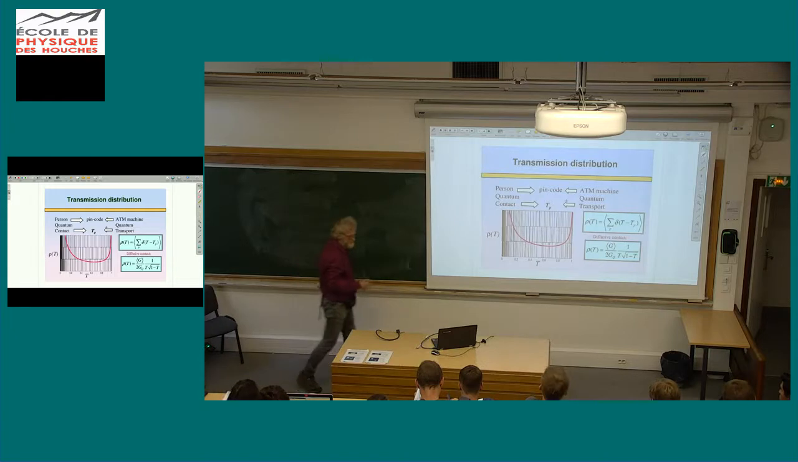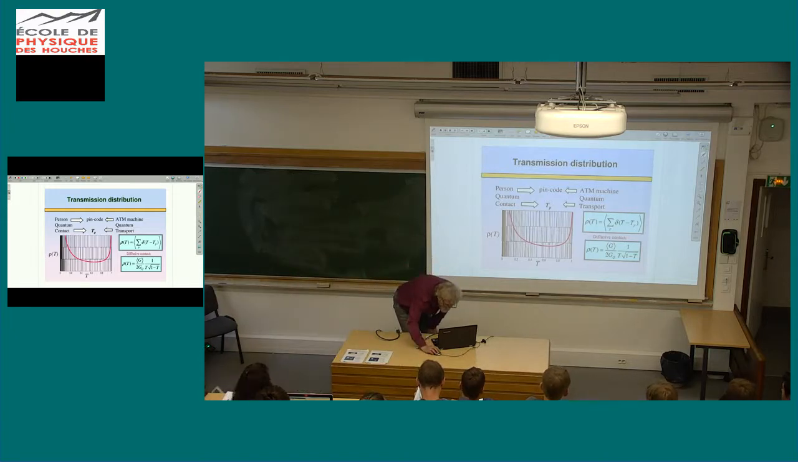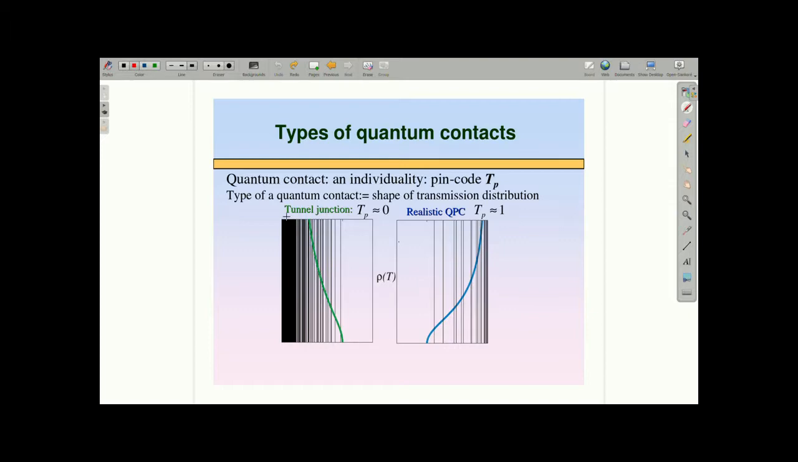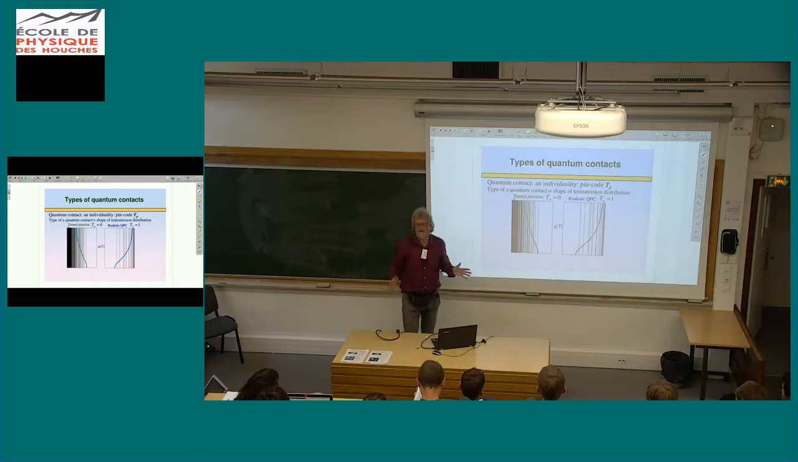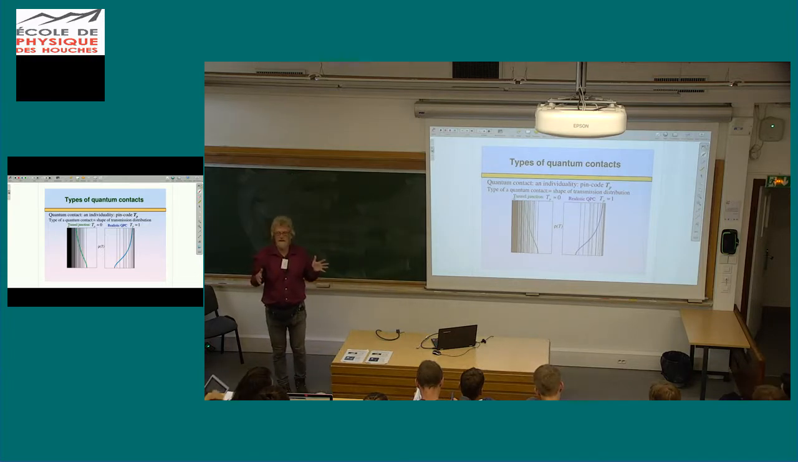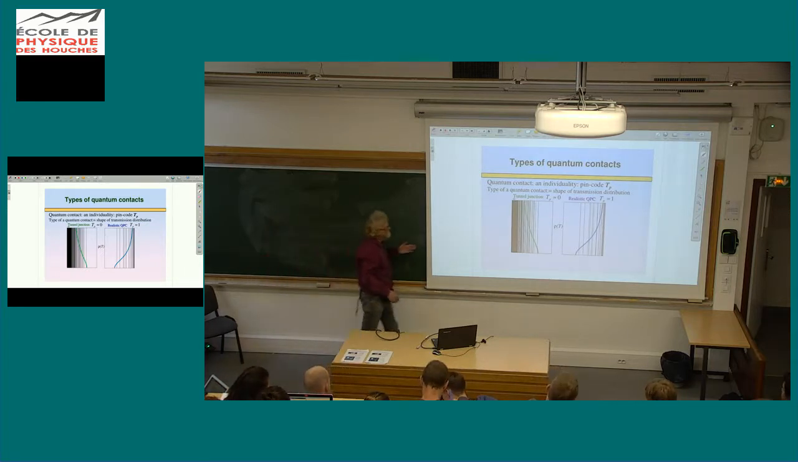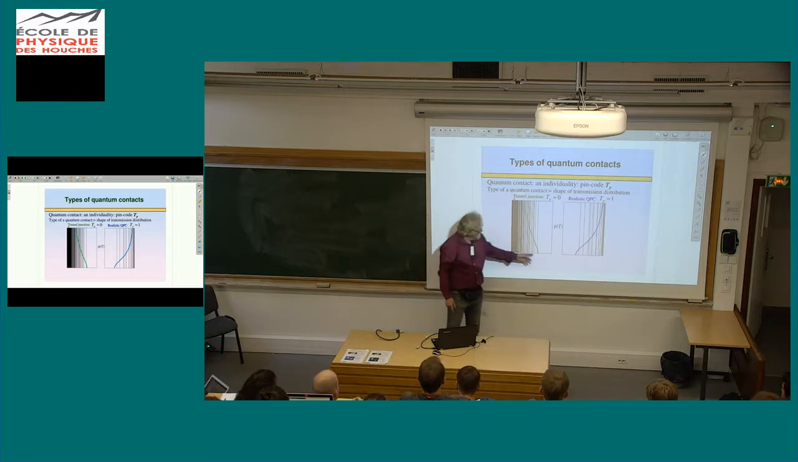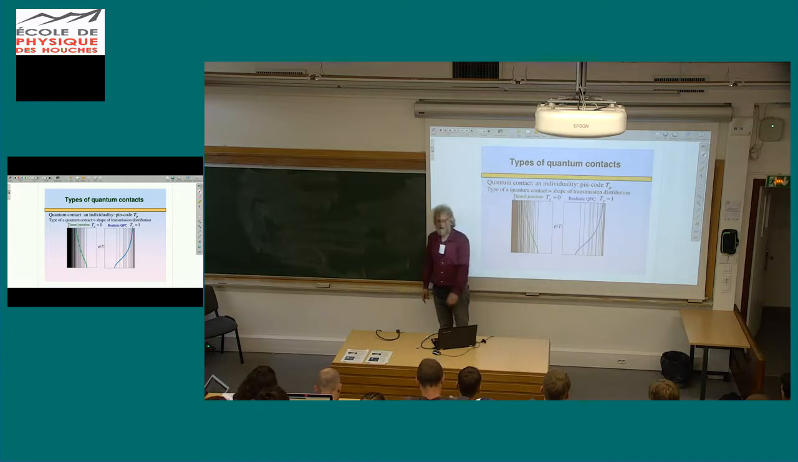Let me give two other examples of transmission distribution. If we have tunnel junctions, most transmission coefficients would be close to 0. Let's have not a very ideal tunnel junction. Let's have some impurities aside. Then the distribution would be something like that. It will be concentrated at low transmission eigenvalues.